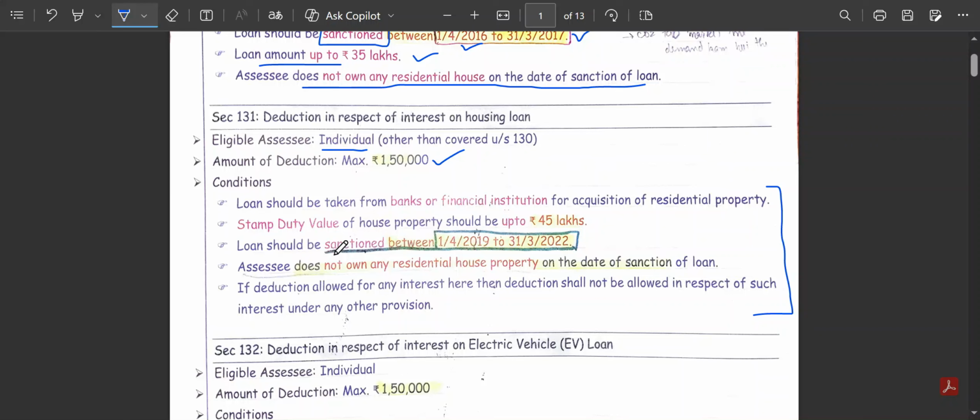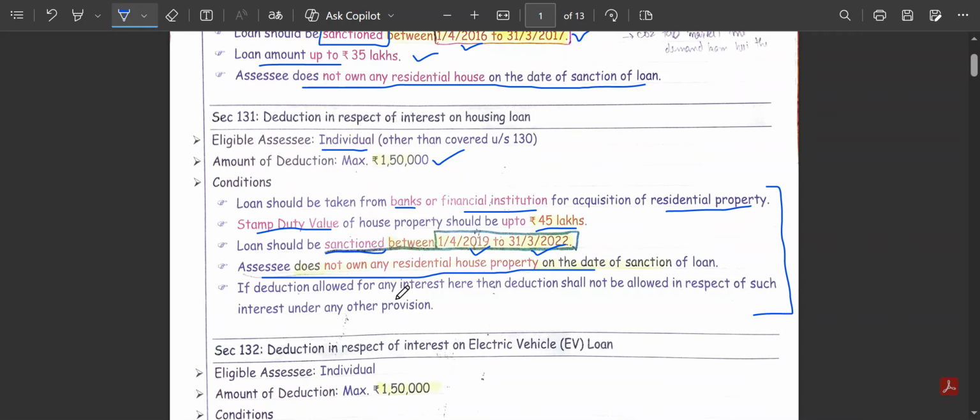The first and most important one will be the loan should be sanctioned between 1/4/2019 up to 31st March 2022. This is the time period for deduction under Section 131. And then again, there are some conditions like it should have been obtained from a bank or financial institution, and it should be for residential property. Then the stamp duty value of the property, not the purchase price, but the stamp duty value of the property, should be up to 45 lakh rupees. And then the SSC should not own any residential house property on the date of sanction of loan.